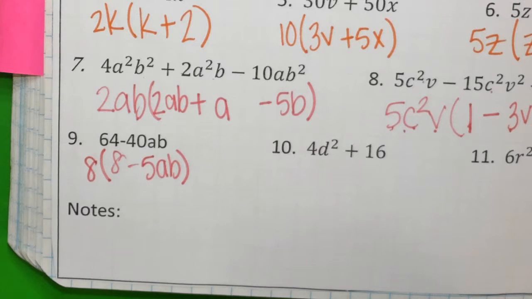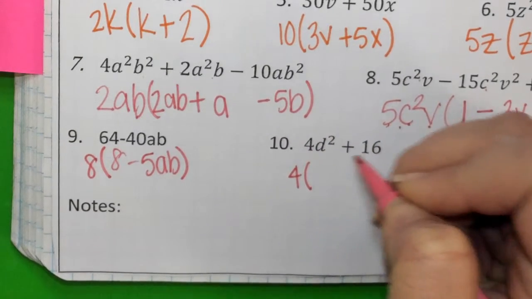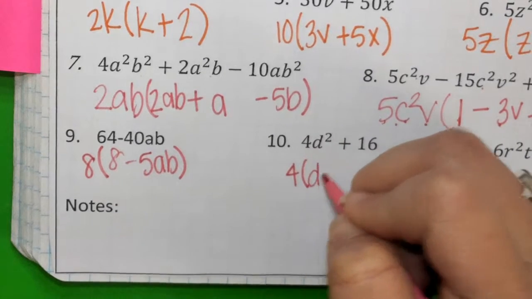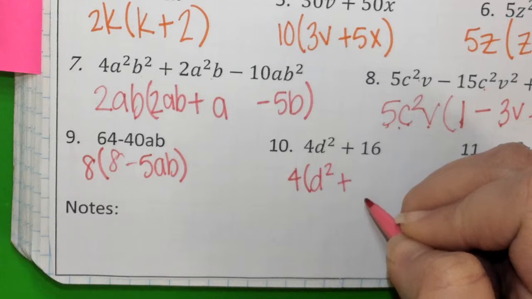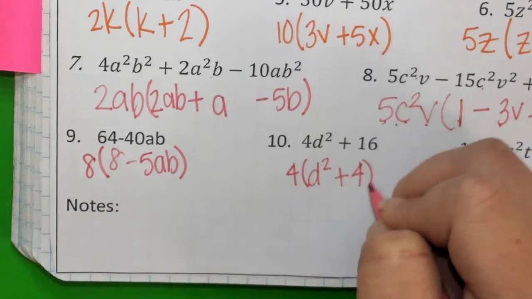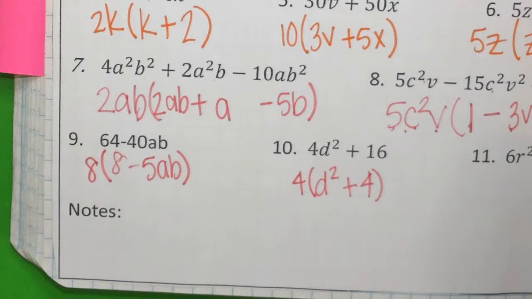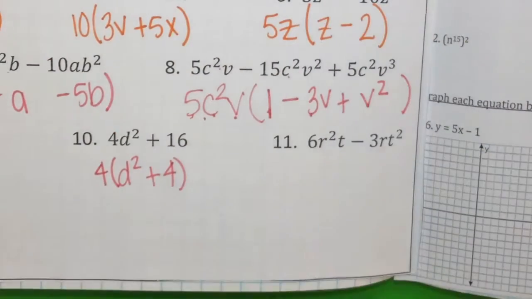Are we ready for number 10, or do we need a moment? What's the GCF? It's 4. It's D squared because we're not at... It's 4. And 16 divided by 4 is? 4. You can put the 1 there. That's fine.